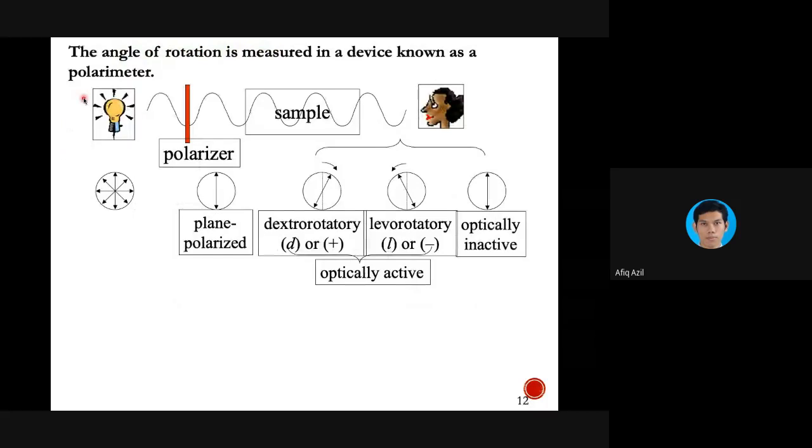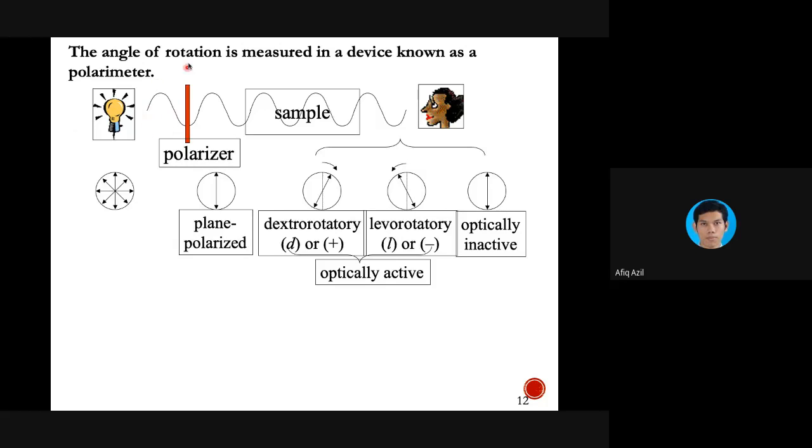So here is the diagram of the plane polarized light, or the polarimeter. You have your light source. The wave coming from the light source is coming at very different angles. There are a lot of angles.